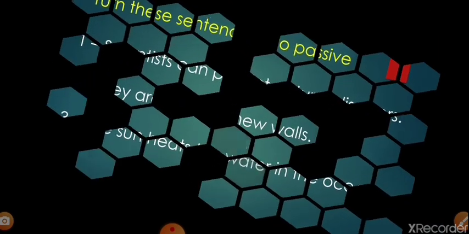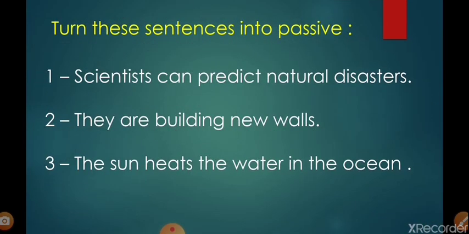Now here we have a homework. Turn these sentences into passive. Number 1, scientists can predict natural disasters. Number 2, they are building new walls. Number 3, the sun heats the water in the ocean.